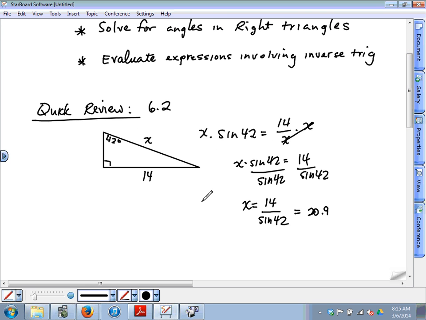So what we're going to be doing a little bit later looks a lot like that, but instead of finding a missing side, the problem we're going to be looking at might look something like this. What if we already knew that the hypotenuse was 20.9, but we had no idea what the measure of the angle was?